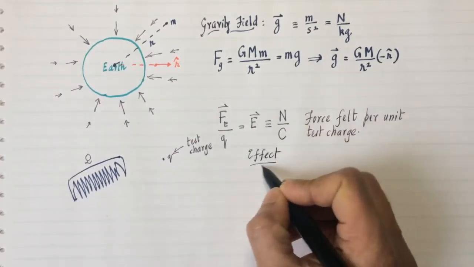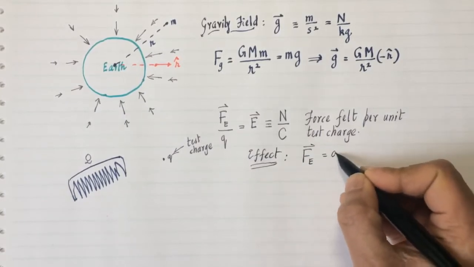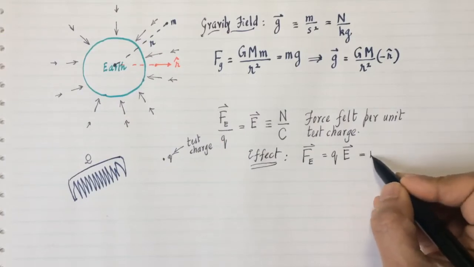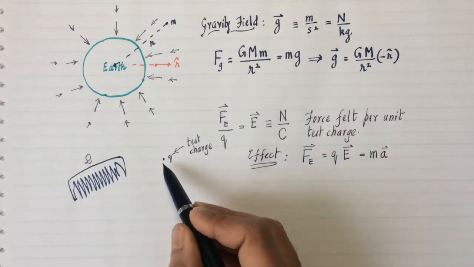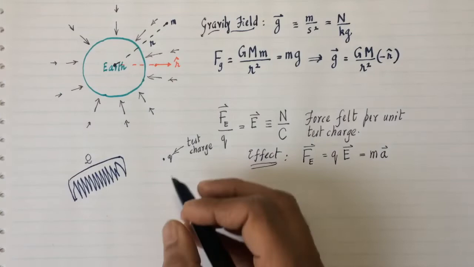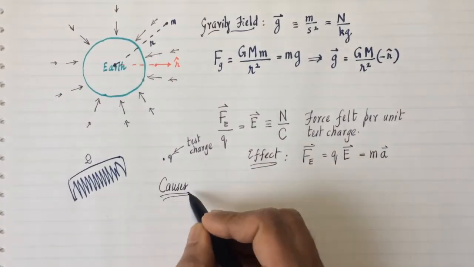The effect of the electric field is simply got by saying F_E equals q times the electric field at any location, and that is equal to mass times the acceleration, and from that you can figure out how the test charge is going to behave at any given point. So that's the effect. The causes will occupy the most time.